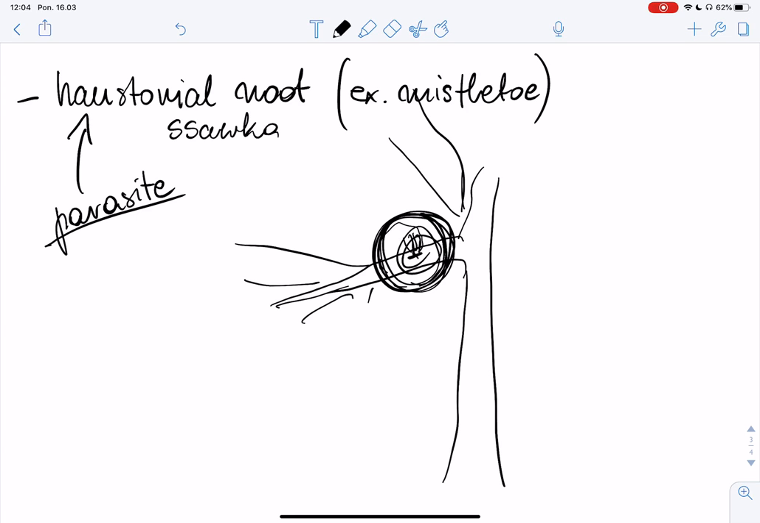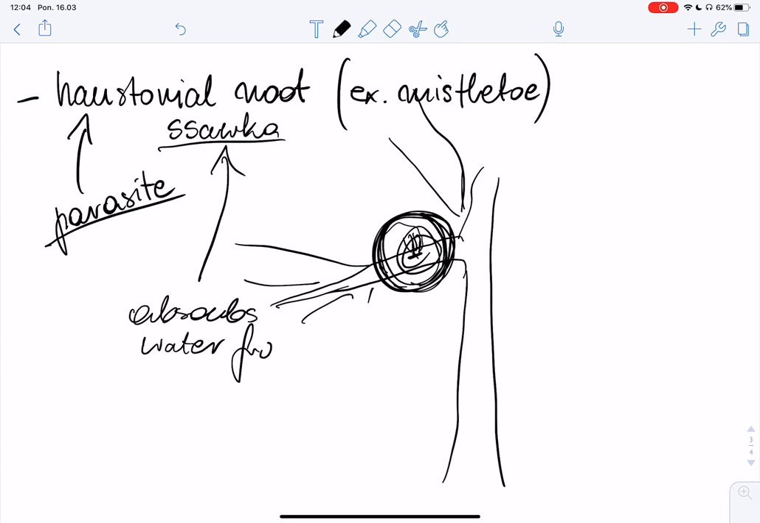And guys, this is very uncomfortable for the tree because this haustorial root is able to absorb water from the host. So mistletoe doesn't have to create its own roots. Instead, it will just suck the water directly out of the tree. This is why the trees might be damaged because of this.